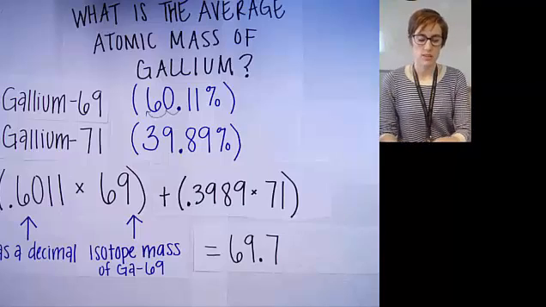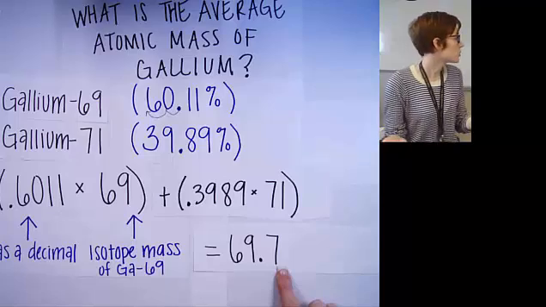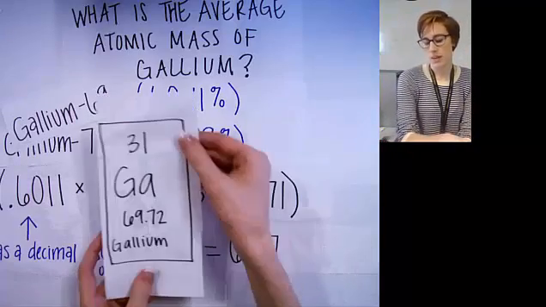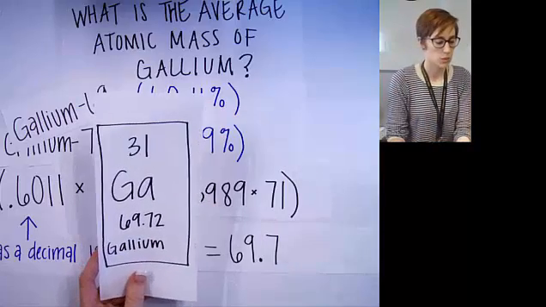Now 69.7, is that closer to 69 or closer to 71? Closer to 69. Which is kind of what we predicted, right? And when you look on the periodic table, you see gallium's average mass is 69.72. So exactly what we calculated.